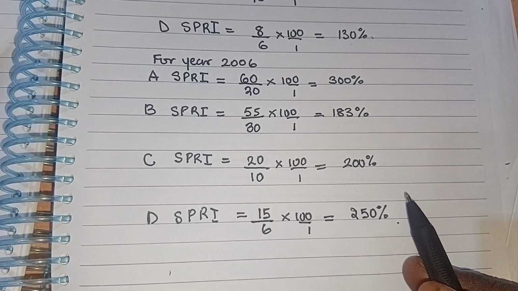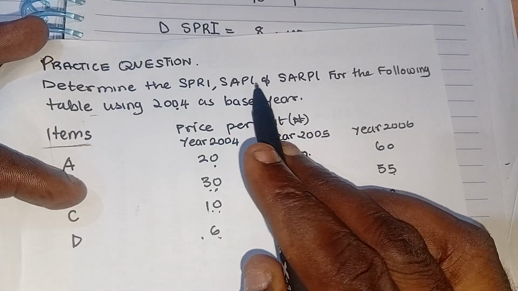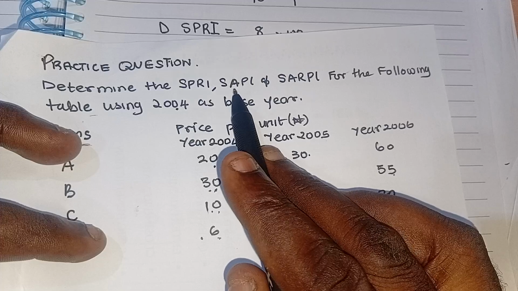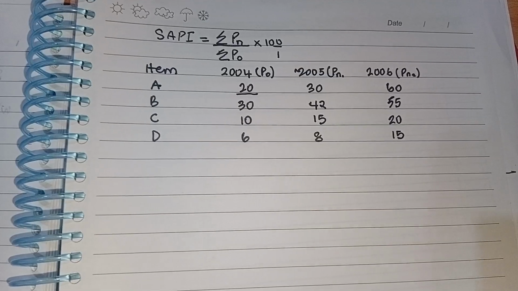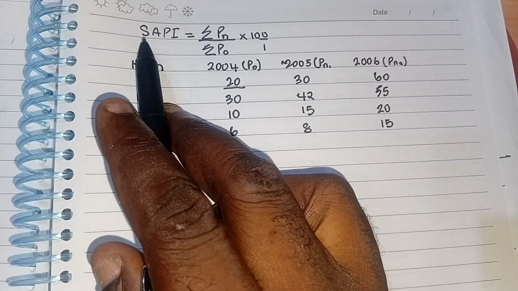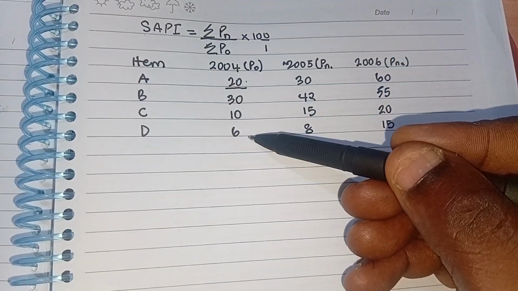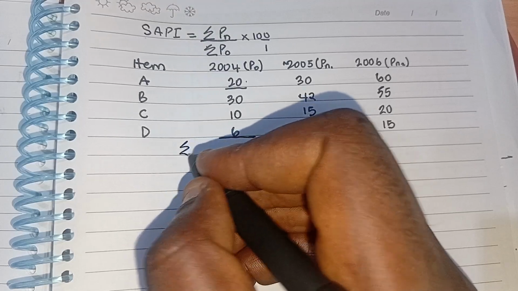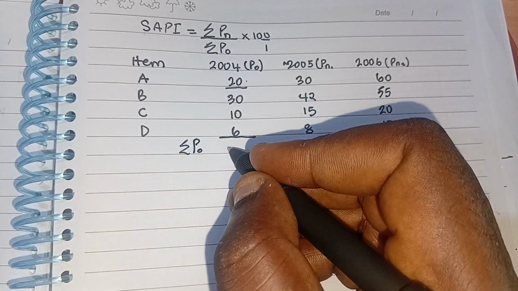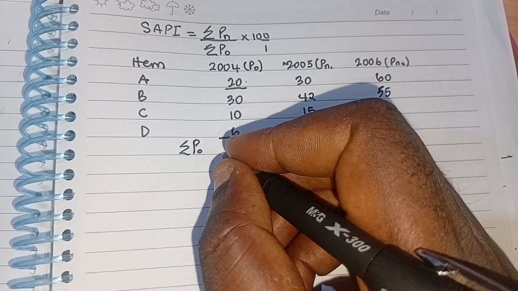All right. Then we need to calculate the SAPI, that is the simple aggregate price index. So you need to add all the prices here. By the time you add this, that is summation PO. When you add this, it will give you 66.